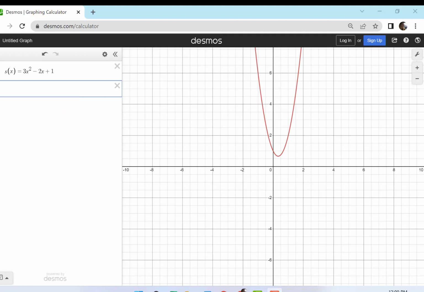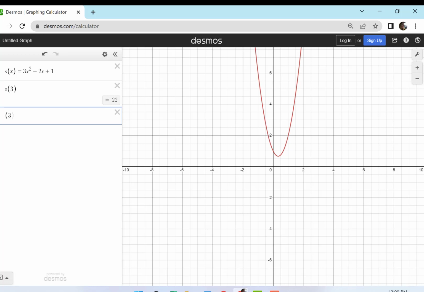In Desmos, I've defined the function as s of x instead of s of t because Desmos doesn't like t as an input variable, it likes x. I've been asked to consider the instantaneous velocity at t equals 3. So first, let's go ahead and just plot that point. I'm going to evaluate s of 3. We see that it's the point (3, 22) that we're talking about.